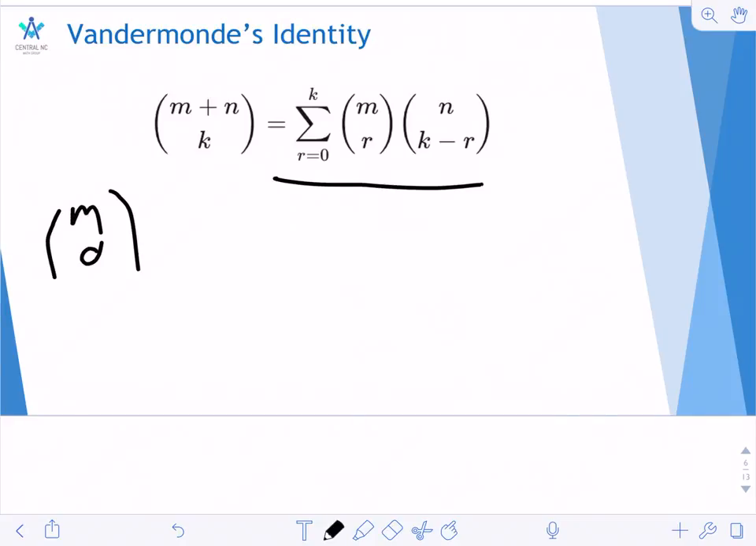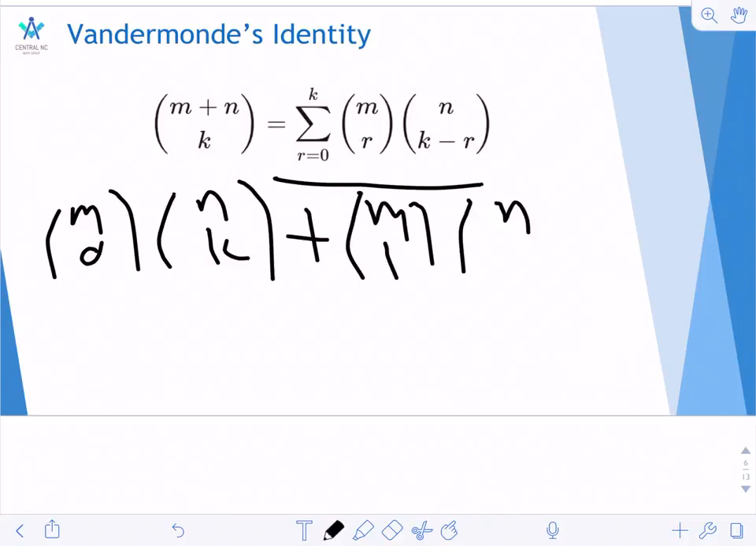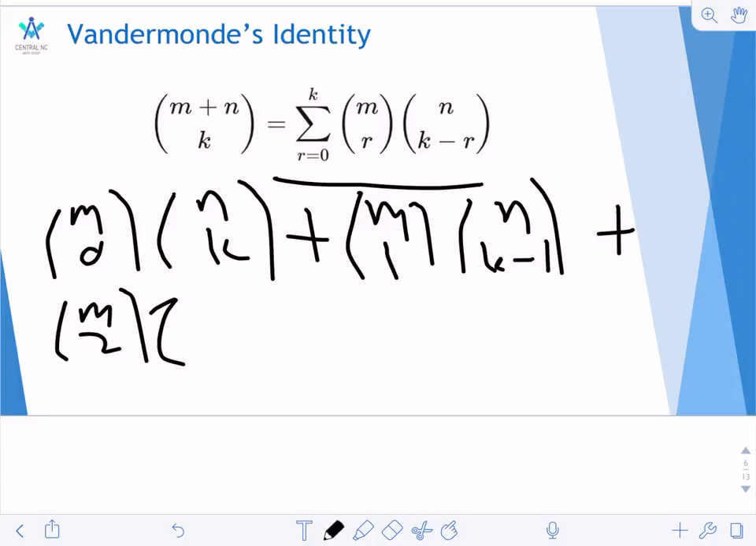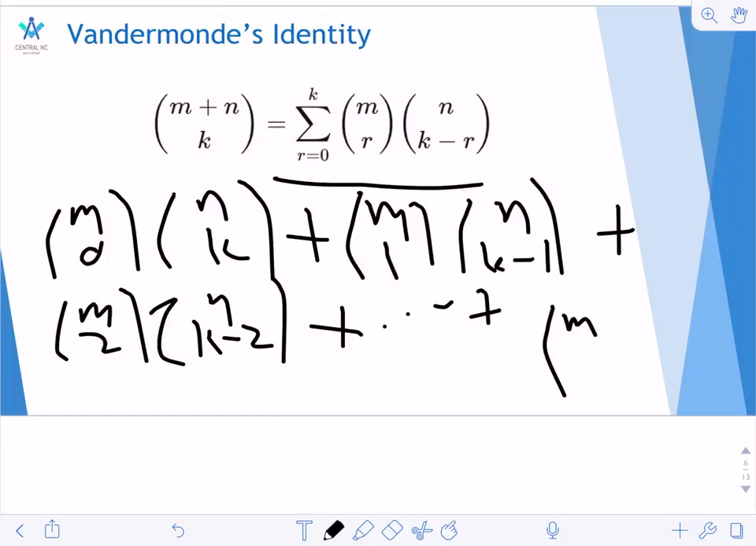m choose 0 times n choose k, m choose 1 times n choose k minus 1, m choose 2 times n choose k minus 2, all the way up to m choose k, n choose 0.